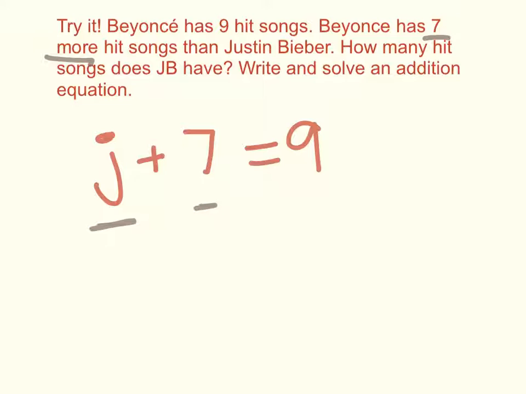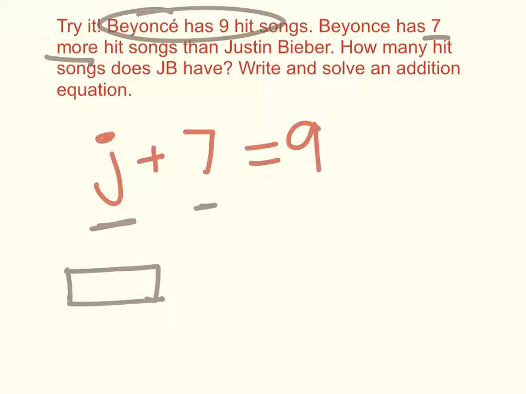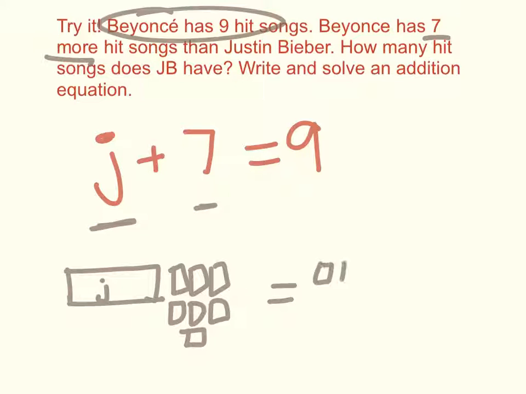Well, what could J be to make this a true statement? Let's go ahead and represent it with some models. J, 1, 2, 3, 4, 5, 6, 7 is equal to 1, 2, 3, 4, 5, 6, 7, 8, and 9.